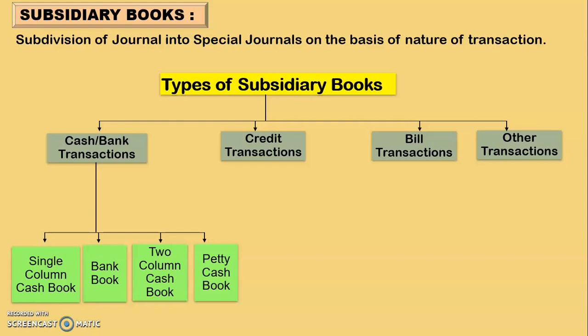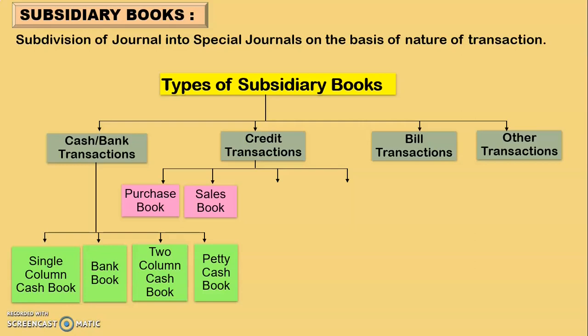Then we come back to credit transactions. Now we all know what are credit transactions. That is goods purchased on credit, goods sold on credit. So if goods are purchased on credit, then they'll be recorded in the purchase book. If goods are sold on credit, then they'll be recorded in the sales book.